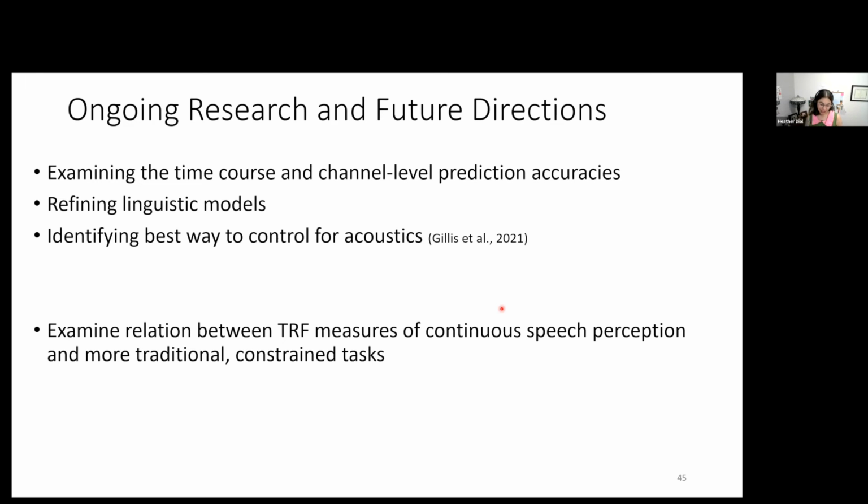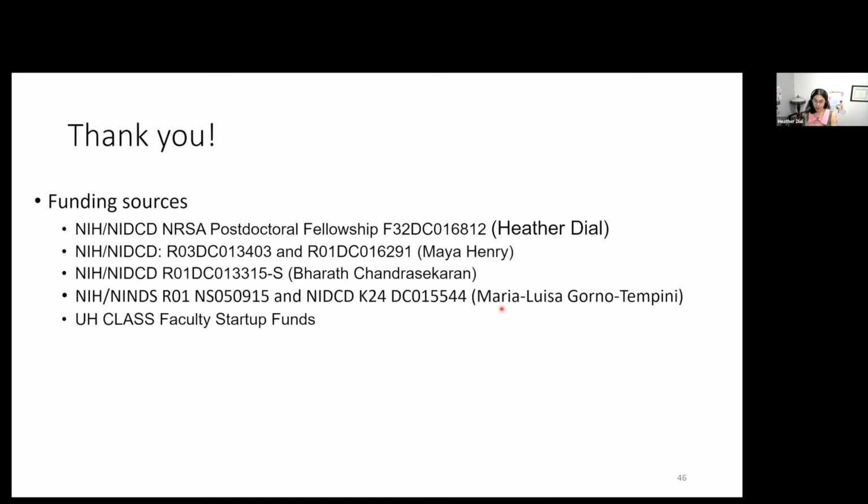And lastly, I'm really interested not just in examining how reliable the TRF is over time, but looking at how it relates to these more traditional constrained tasks that are used more in clinical practice. And so seeing whether there is a good mapping between these two traditional tasks and these TRF-derived measures. So that brings us to the end.